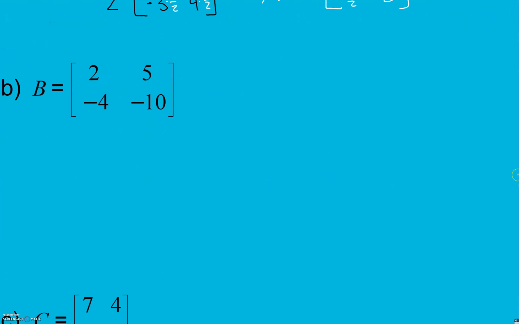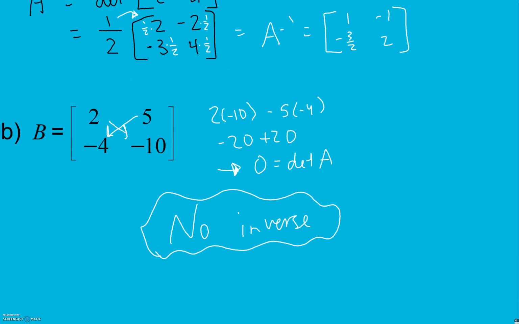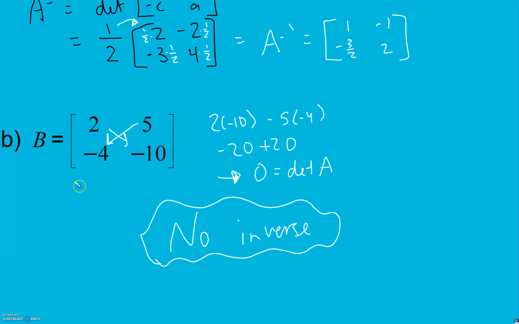Try B here. Again, find our determinant first. 2 times negative 10 minus 5 times negative 4. Negative 20 plus 20, 0. The determinant of A is 0, which means this does not have an inverse. It's a singular matrix because our determinant is 0. And we can't plug it in as 1 over 0. We can't divide by 0.